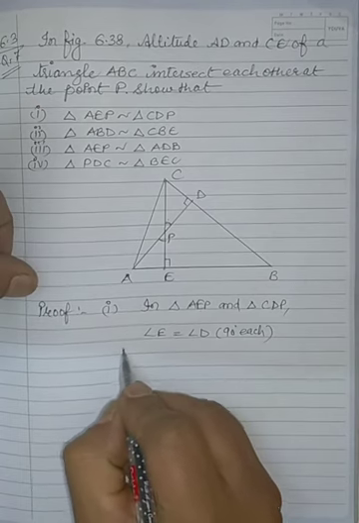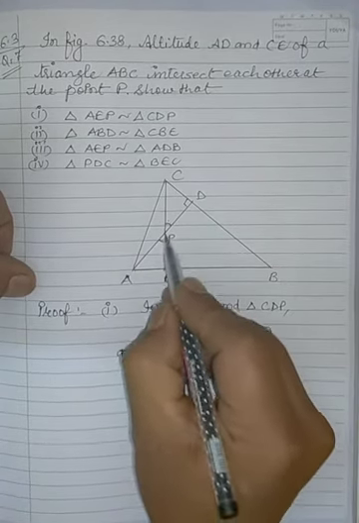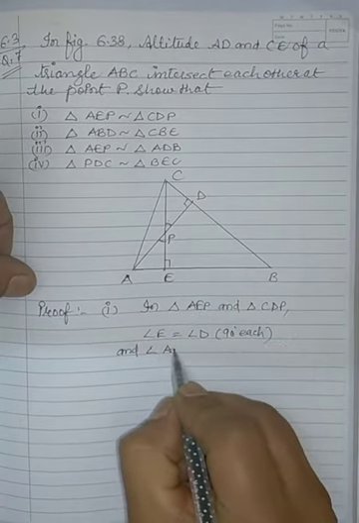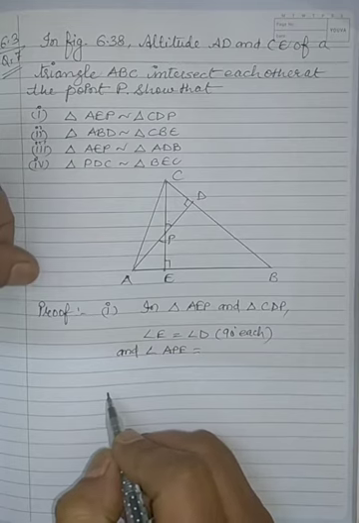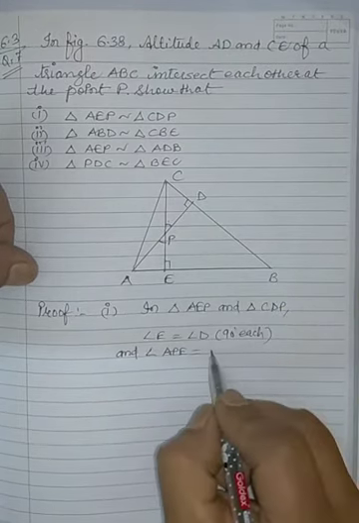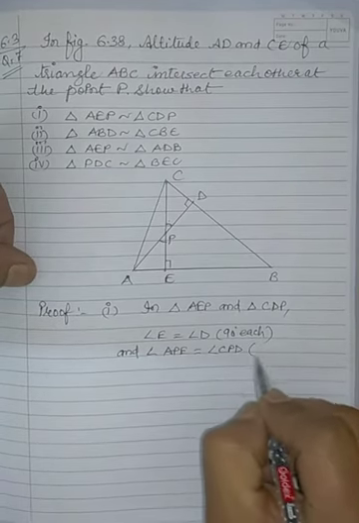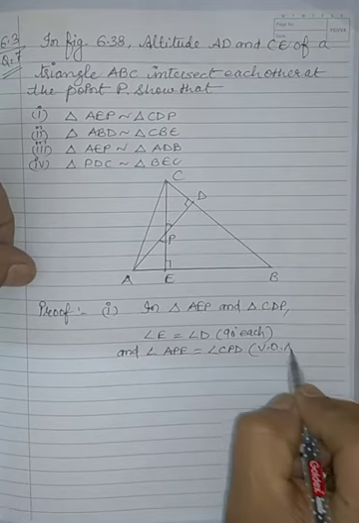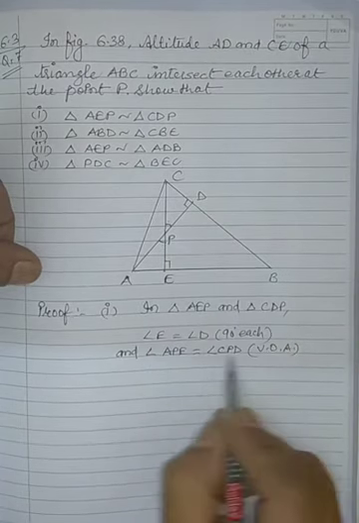And angle APE is equal to angle CPD, vertically opposite angles. You can number them also if you don't want to use these full letters.